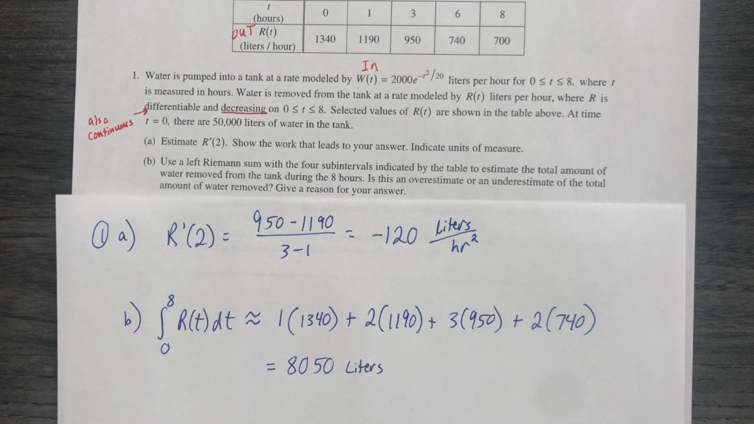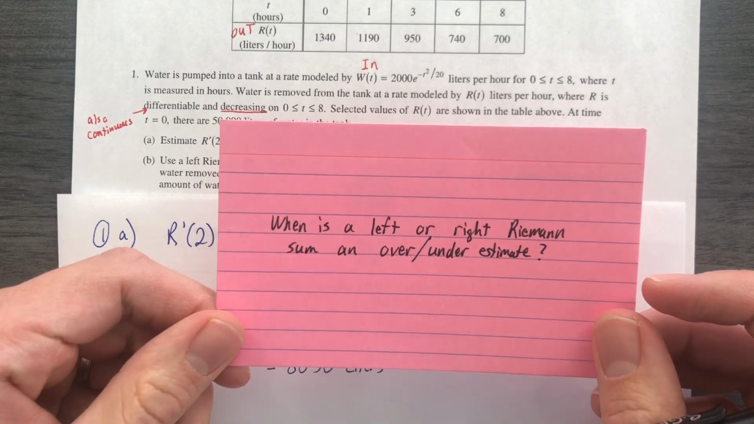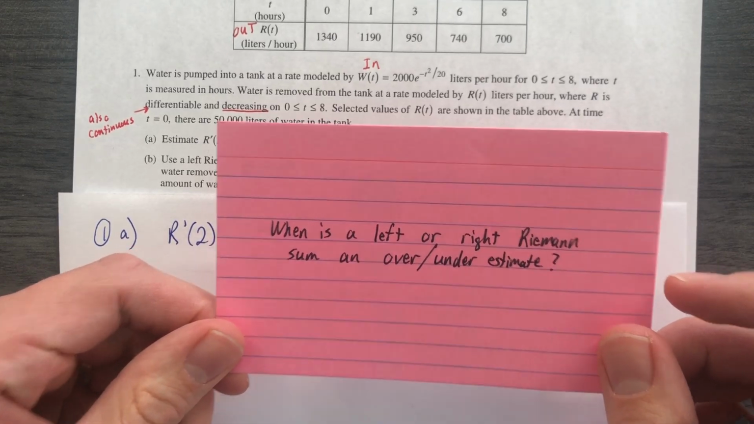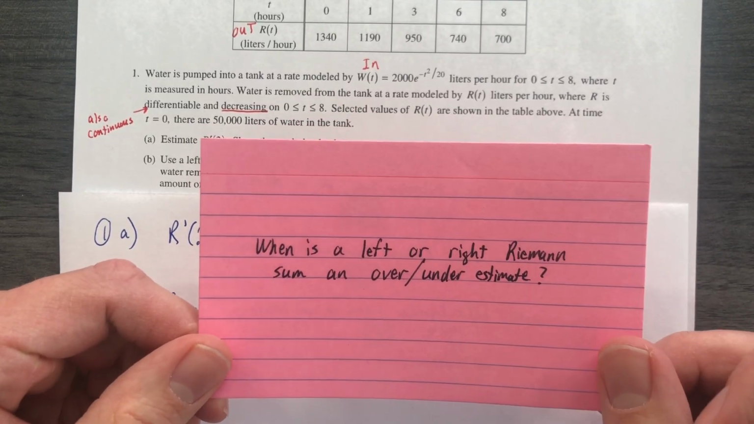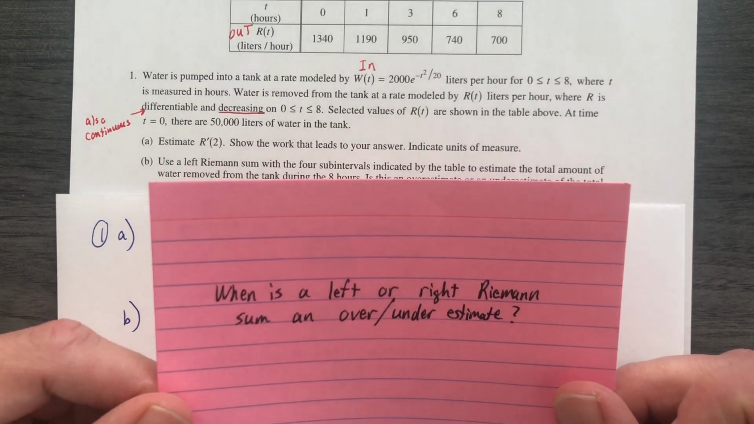Let's find the appropriate note card. You have your note cards, and I found this one. So when is a left or right Riemann sum an over or underestimate? Before I flip this card over, I'm going to think logically, because this is something that I don't necessarily have to memorize. It should be somewhat logical.